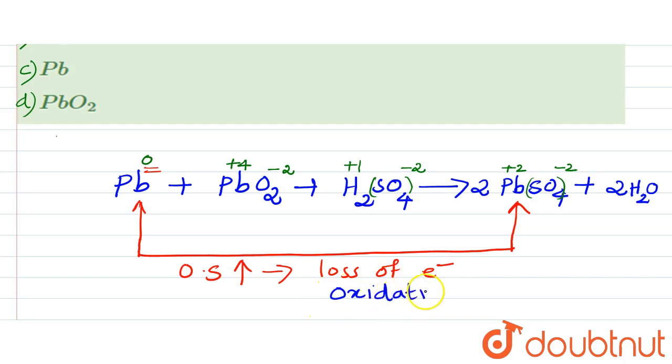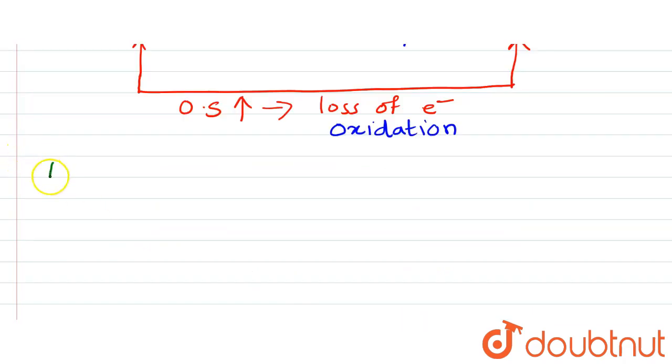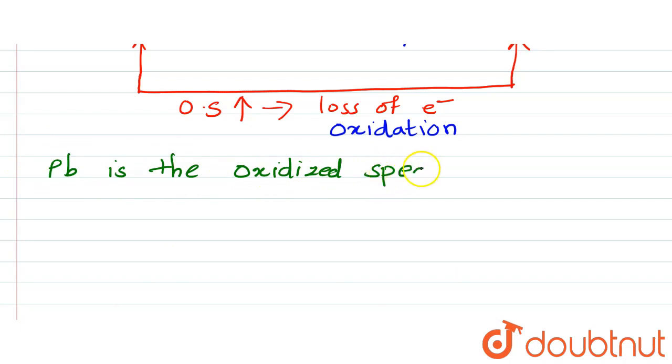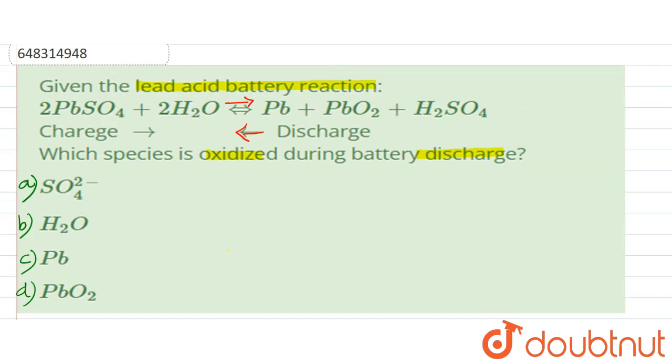So the lead undergoes oxidation here. Hence, lead is the oxidized species. So our final answer is option C. Option C is lead. This is the oxidized species here. So it is the right answer.